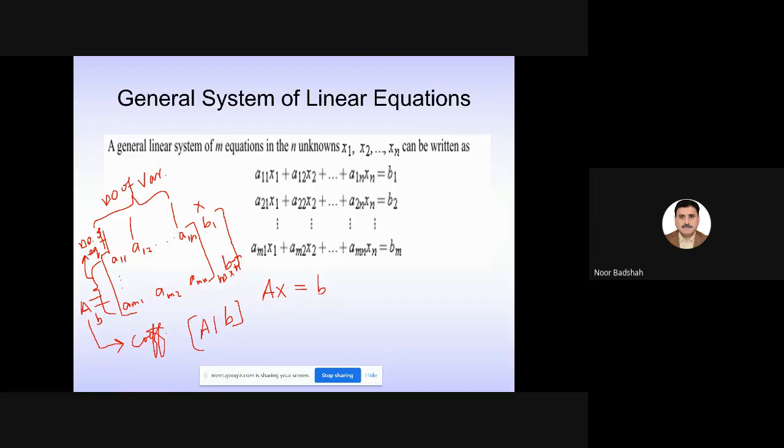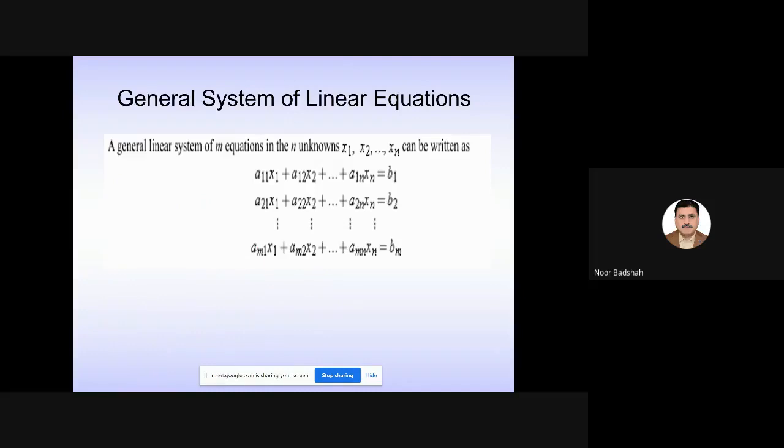Keeping this in mind, because we'll be using it again and again later on: how many variables do we have, how many equations do we have, and whether the number of equations and the number of variables are the same or not. We'll be talking about this again and again, so we should know that.